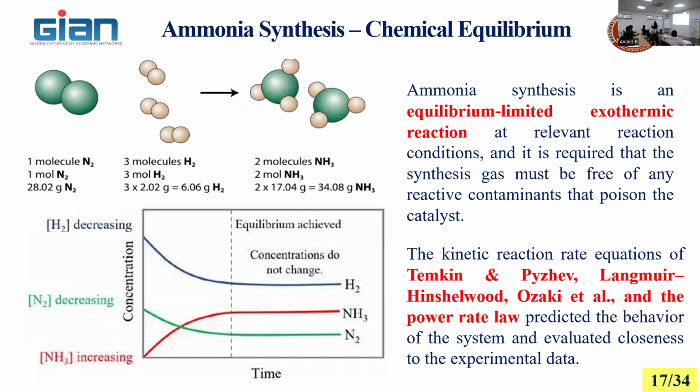Now, ammonia synthesis chemical equilibrium. Here, 1 mole of nitrogen is shown by the green circles, two nitrogen atoms, N2. Then the light gray circles represent hydrogen. It forms 2 molecules of ammonia. You can see here that 28 grams of nitrogen reacts with 6 grams of hydrogen, ultimately producing 34 grams of ammonia.